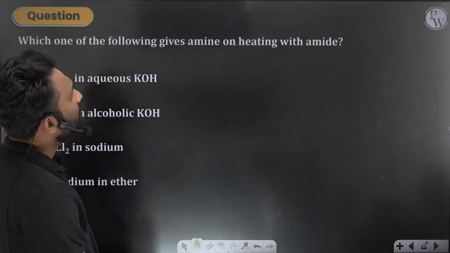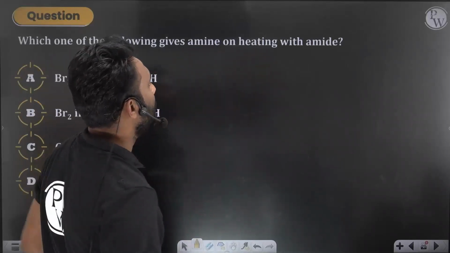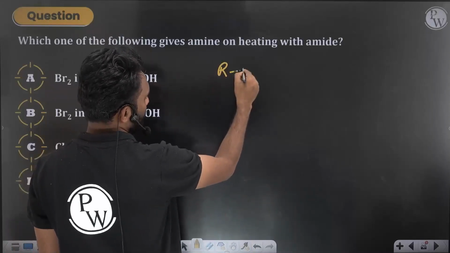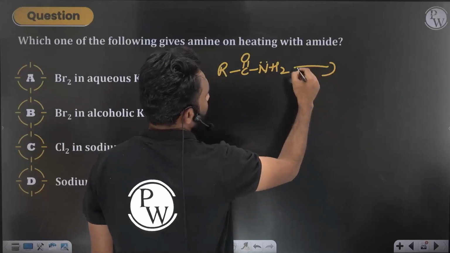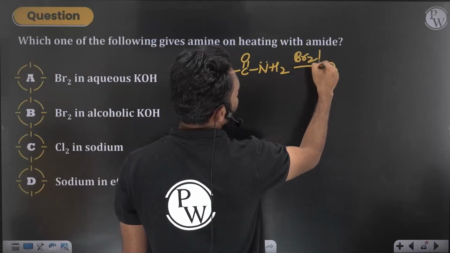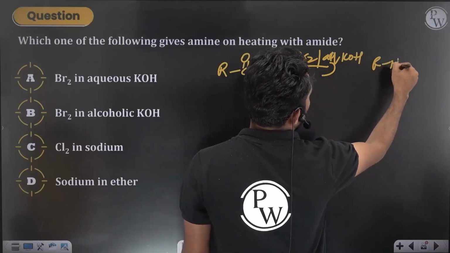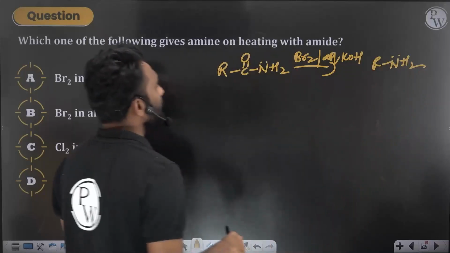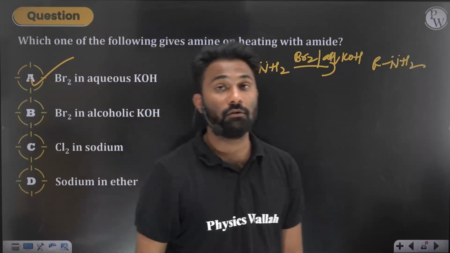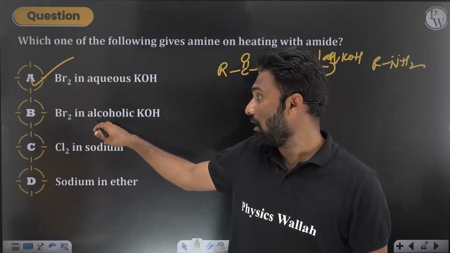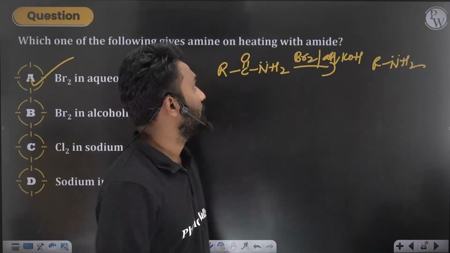Which one of the following gives an amine on heating with amide? Now this is also the Hofmann bromamide reaction only. Amide upon Br2 in the presence of aqueous KOH gives the amine. This is the Hofmann bromamide reaction, that is Br2 in the presence of aqueous KOH. It is not alcoholic KOH, only aqueous KOH.